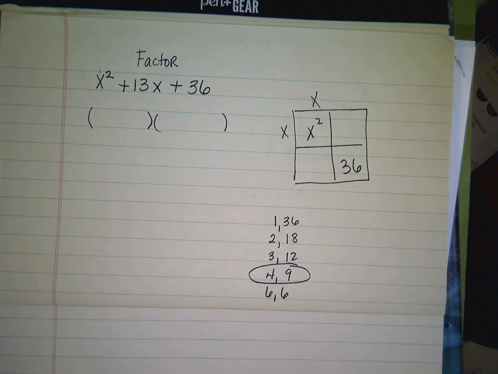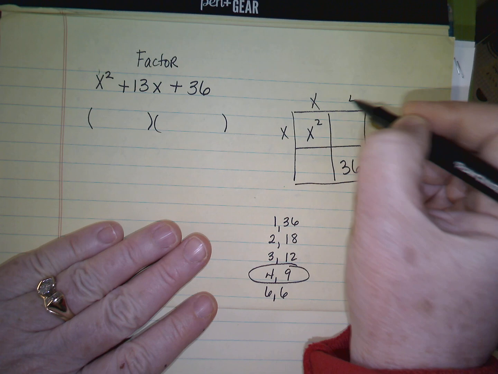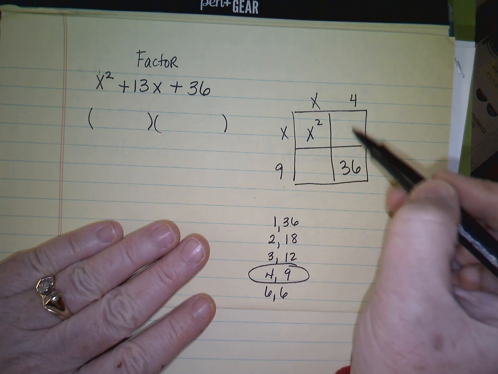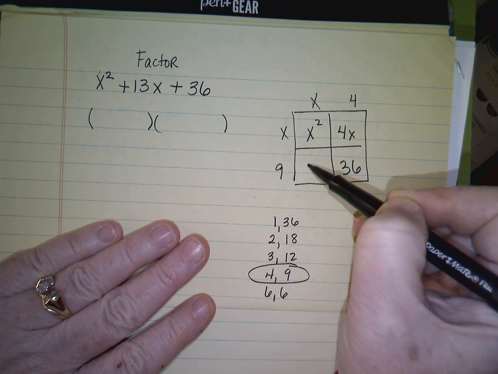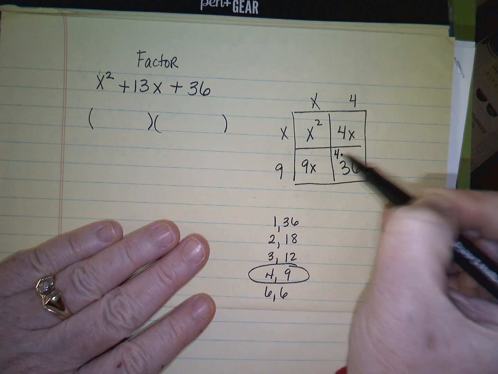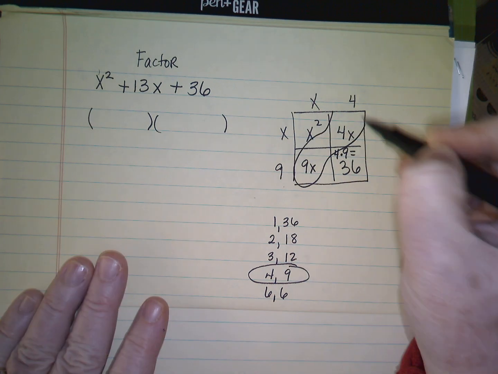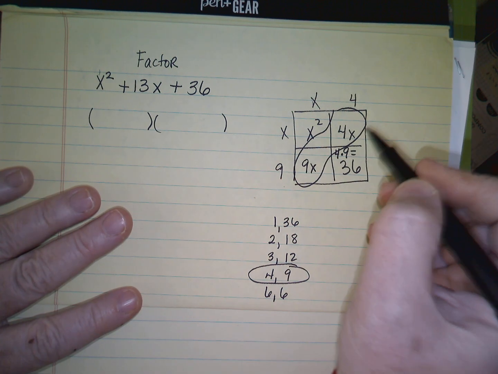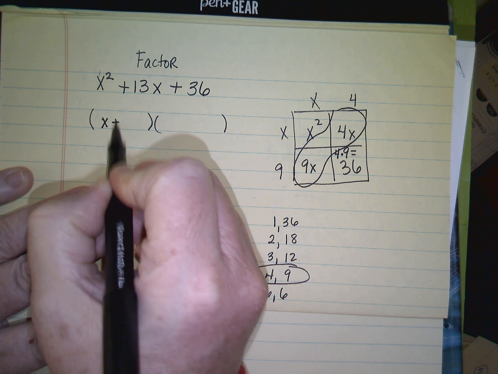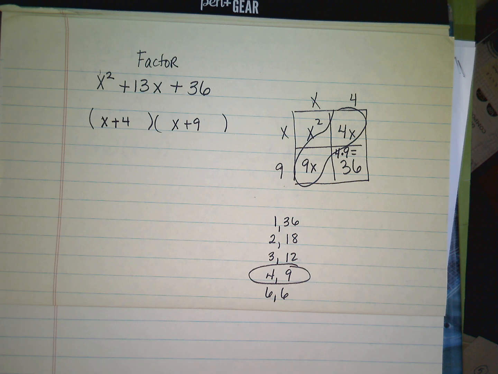Why did you pick 4 and 9 as the two you wanted to try, Avery? They add together to give you 13. So if I put a 4 here and a 9 here, and I find the area of this box, what will it be? 4x. And this box, and check to be sure that 4 times 9 is 36, is it? And then when you add the like terms, what do you get when you add 9x and 4x? You get 13x. So your factors are x plus 4 from the top and x plus 9 from the bottom.